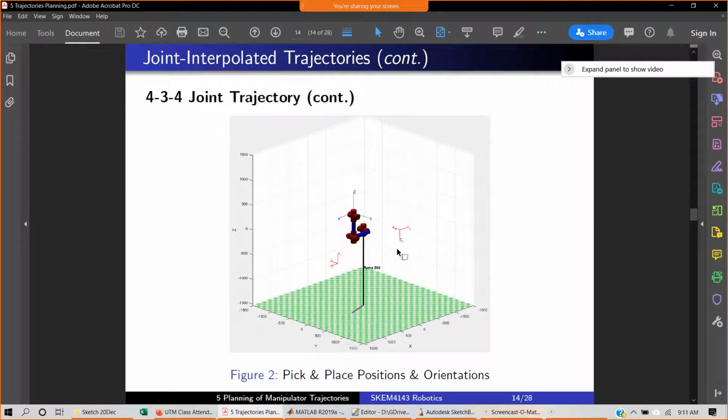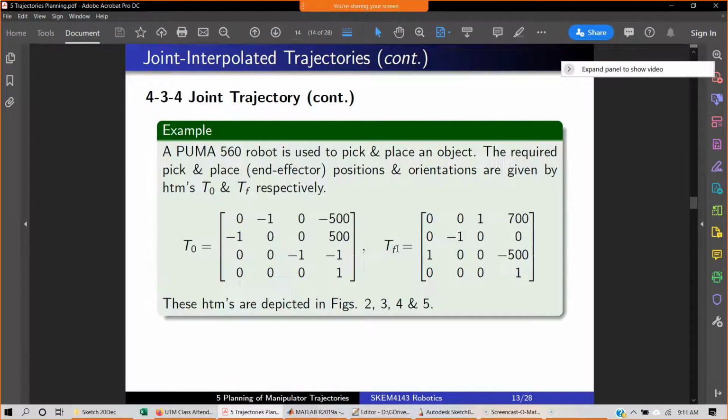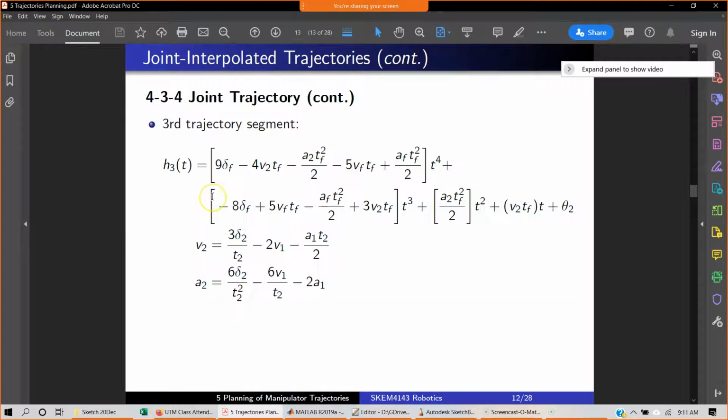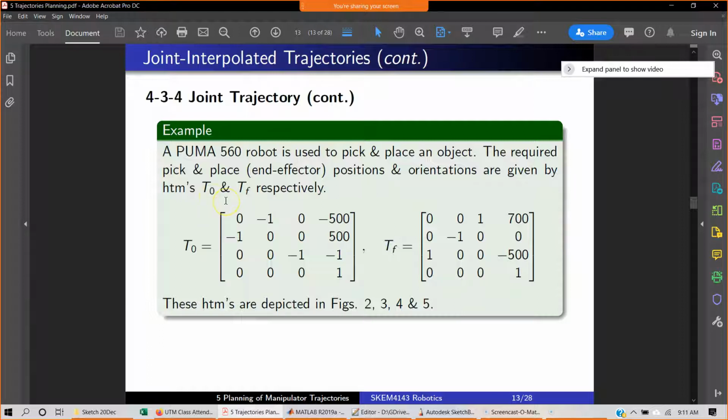So it'll be easier just to look at an example for better understanding, right? So this is example 1 in this chapter. A Puma 560 robot is used to pick and place an object. So the moment I say pick and place, you should assume that the initial and final velocities and accelerations are 0. Okay. The required pick and place end effector positions and orientations, or the pose, right?